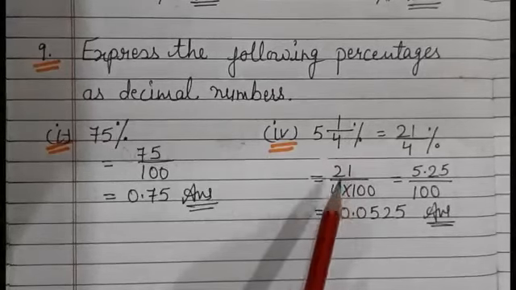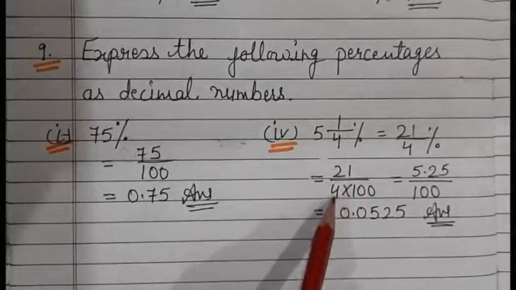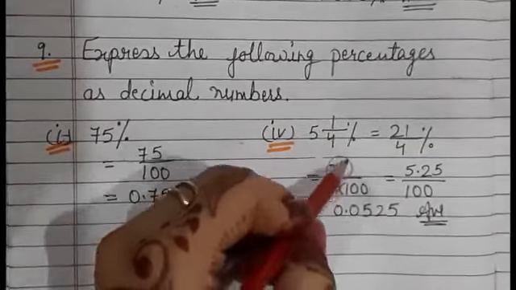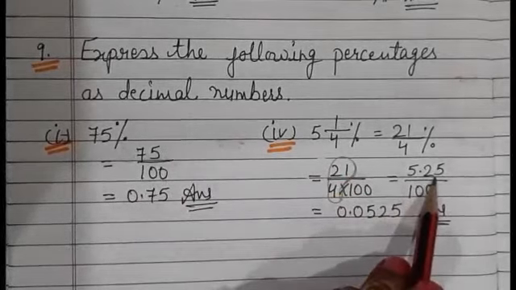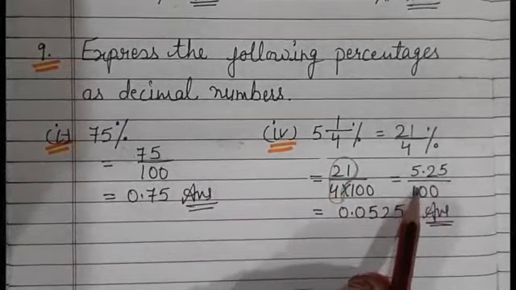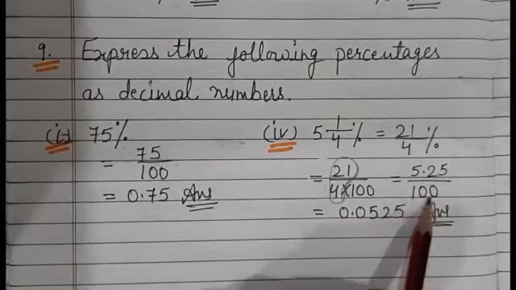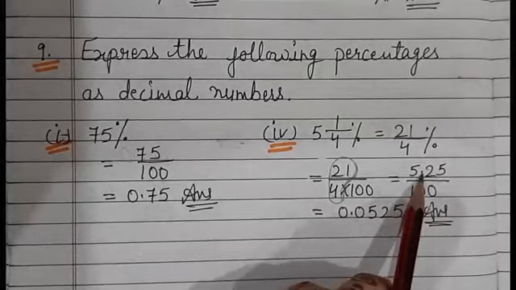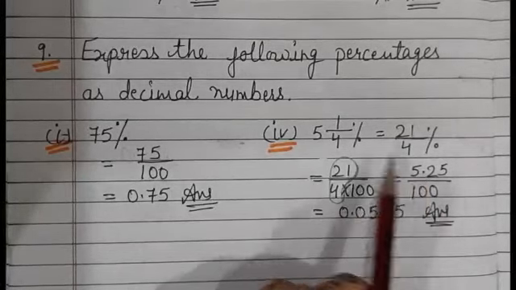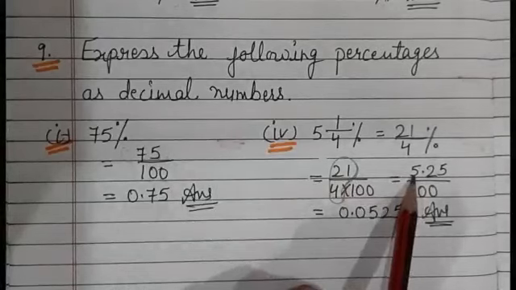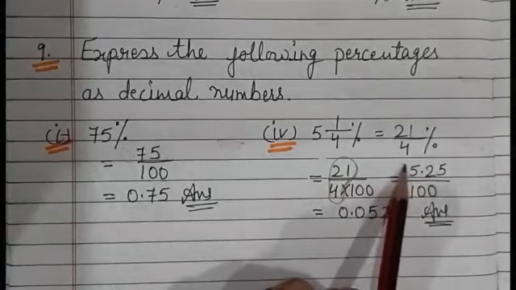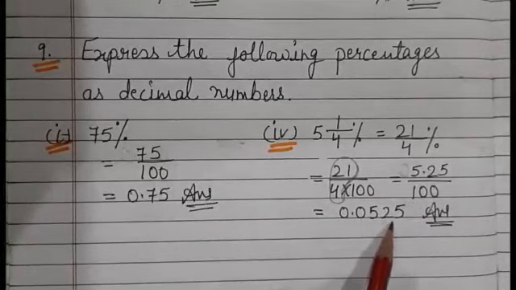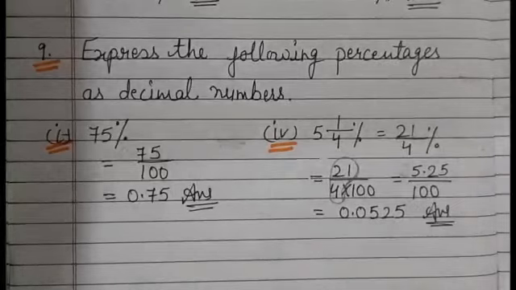Here I have solved 21 by 4 first. So when we divide 21 by 4, then 5.25 will come. Right? And divided by 100, then here in denominator 2 zeros are there. So decimal we have to shift 2 places from right hand side. So 1 and 2 places, for which we have to add 1 zero and then put decimal. So answer will be 0.0525. Right?